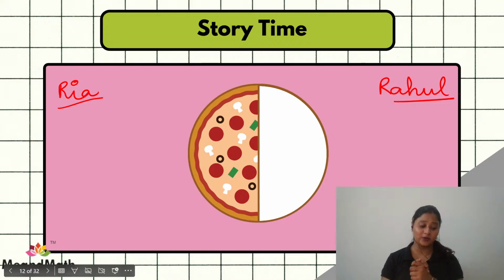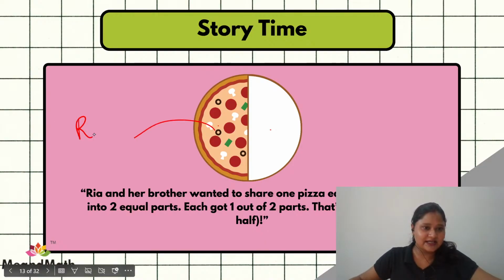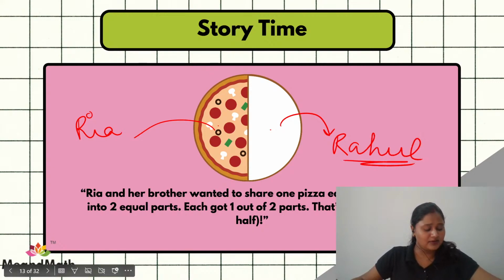How can we cut it in such a way? Okay, yes, very good. We can cut it into 2 parts. One whole we will cut into 2 parts. One part Riya can have, the other part Rahul can have, right? Very good. So Riya and her brother wanted to share one pizza equally. They cut it into 2 equal parts and each got 1 out of 2 parts. This is part 1, this is part 2. Obviously Rahul gets the other one, right? Now there is a twist in the story.